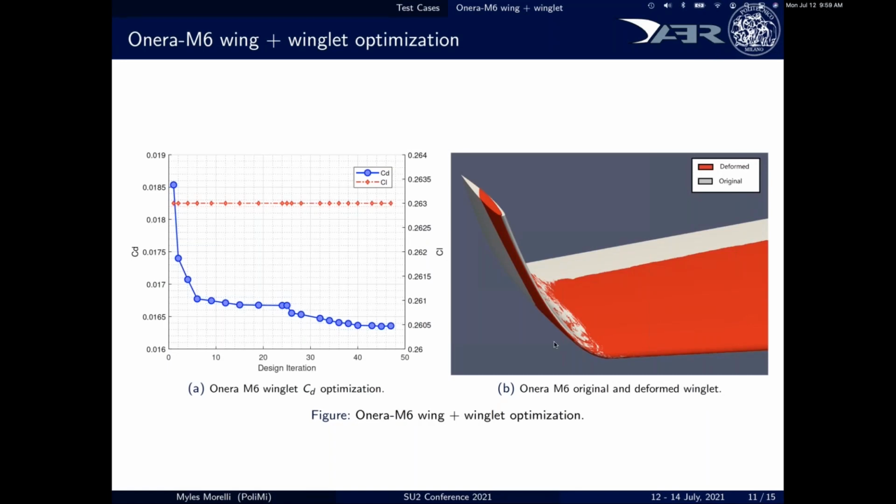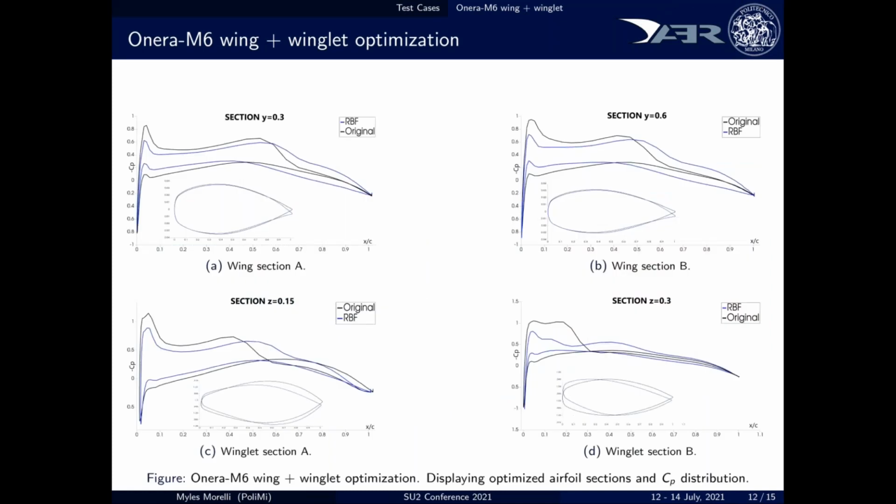During the deformation process, you can change slide, it's the last one. Here you can see the shape of the airfoil changing and the CP distribution.